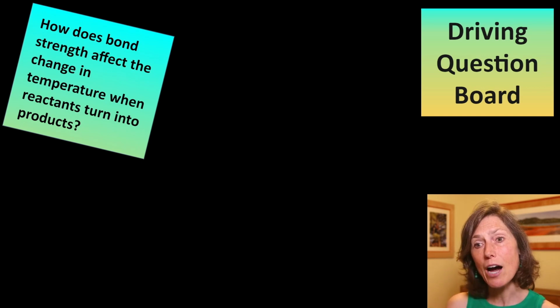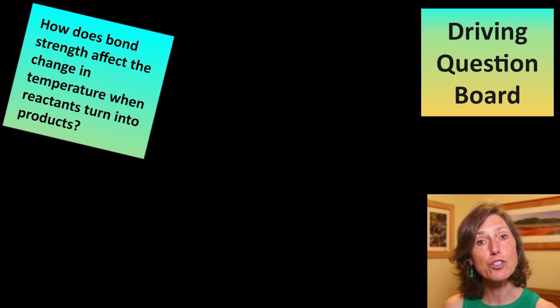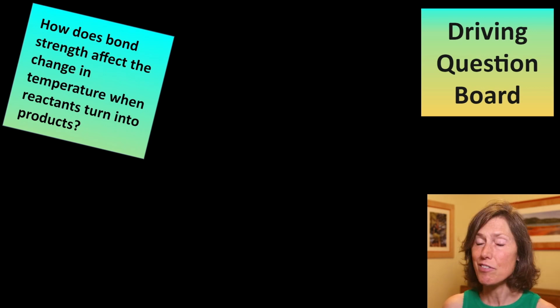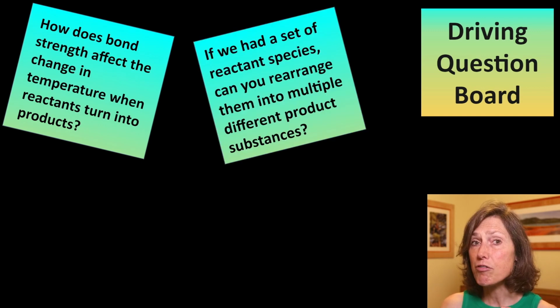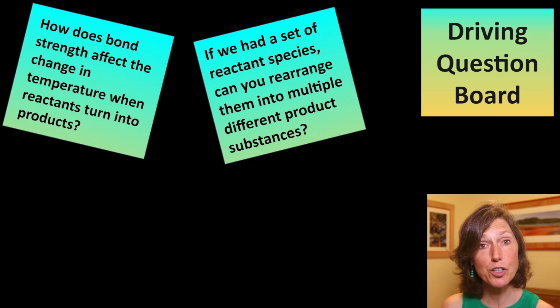Number 1, how does bond strength affect the change in temperature when reactants turn into products? They should be able to answer that question, but it's a good one to keep on our driving question board. If we had a set of reactant species, can you rearrange them into multiple different product substances? That's a good question. Let's think about that for the future.